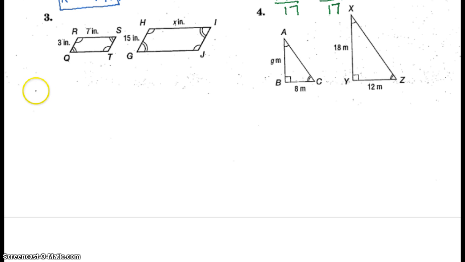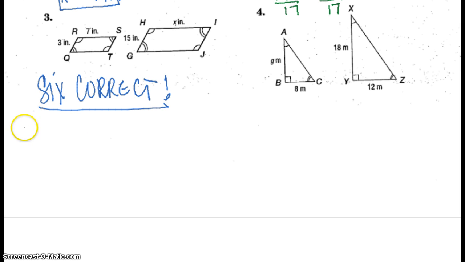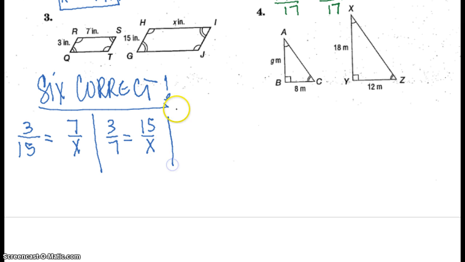But I just had a student ask a very good question. Please realize that there are six correct proportions that you can do with these problems. 6 of them, and they're all correct. So for number 3, I can say 3 is to 15, which is probably the one I tend to use the most, as 7 is to x. Or I could say 3 is to 7 as 15 is to x. Or I could say 7 is to 3 as x is to 15.